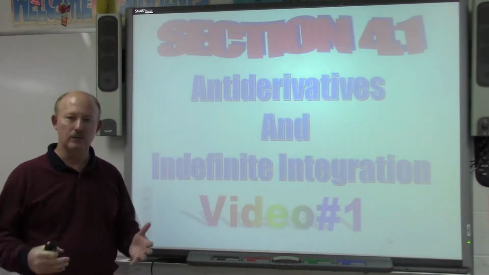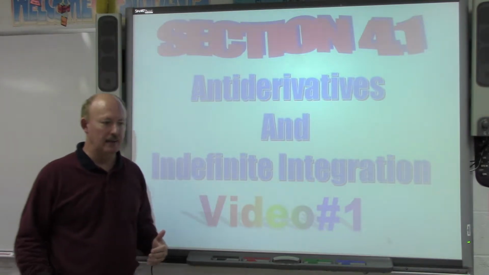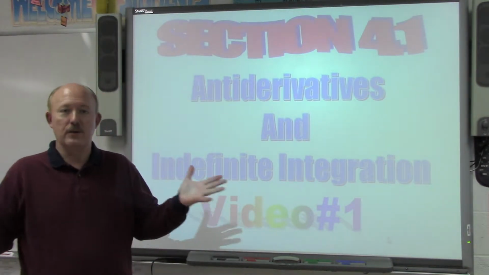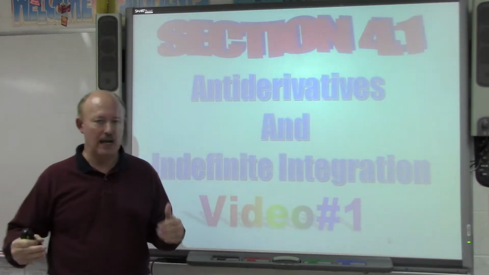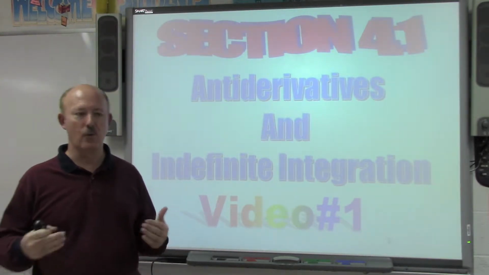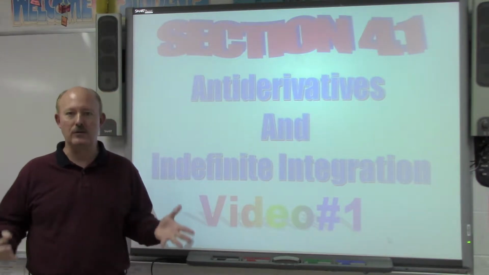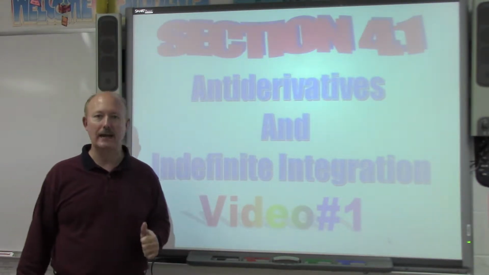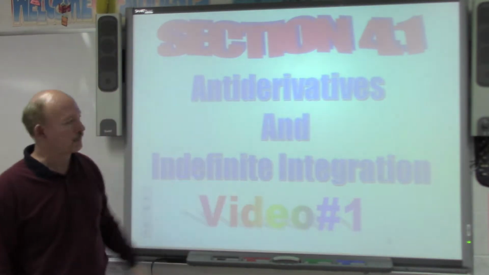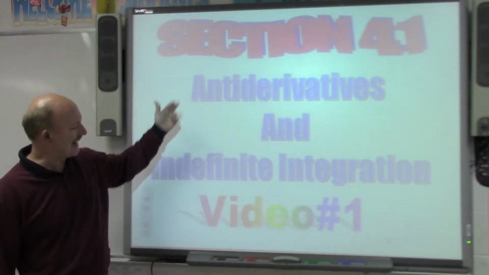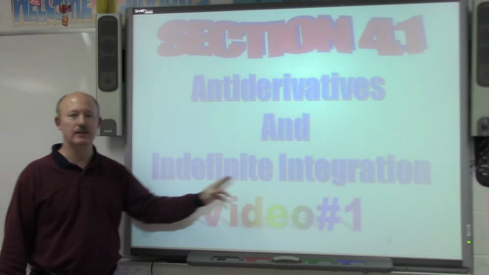We use the Larson text, and for the first part of this year we've been mainly working with derivatives. Now we're starting chapter 4, which involves integration. The first thing we're going to look at is in our textbook, section 4.1. We're going to start off with antiderivatives and indefinite integration.